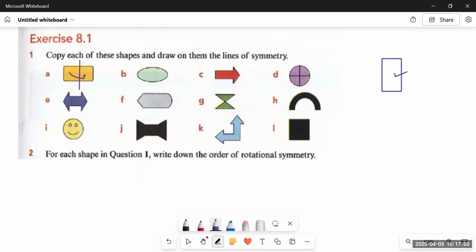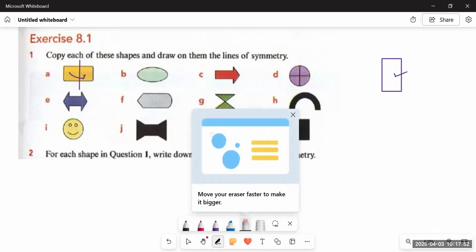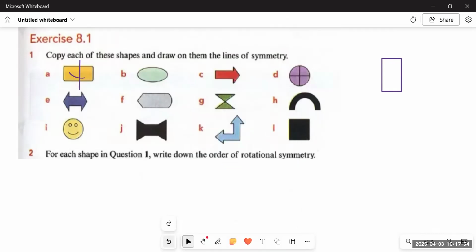If we talk about this rectangle in particular, we can say that it has two lines of symmetry. How? Because it has a vertical line of symmetry and also a horizontal line of symmetry. If I fold it from bottom to top or from top to bottom, it will again give me two exactly same halves.